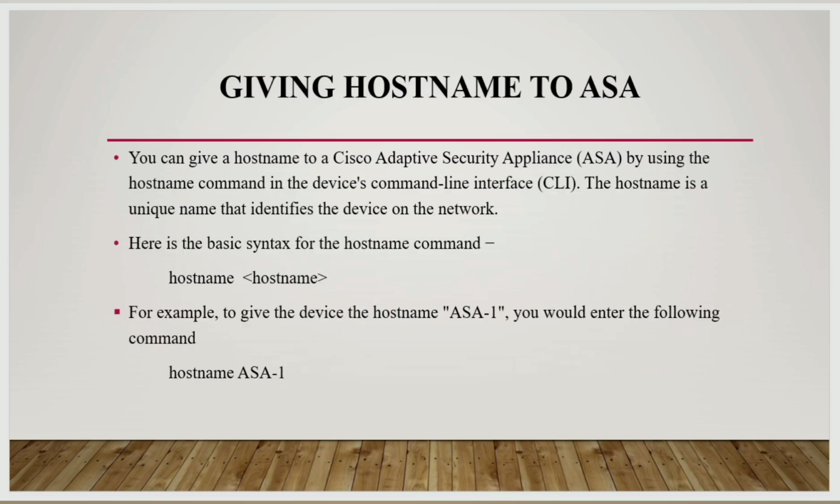Giving a hostname to ASA. You can give a hostname to a Cisco Adaptive Security Appliance by using the hostname command in the device command line interface. The hostname is a unique name that identifies the device on the network. Here is the basic syntax for the hostname command: hostname. For example, to give the device the hostname ASA1, you would enter the following command: hostname ASA1.